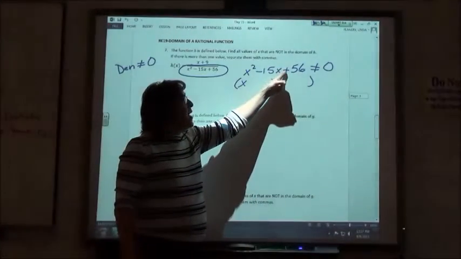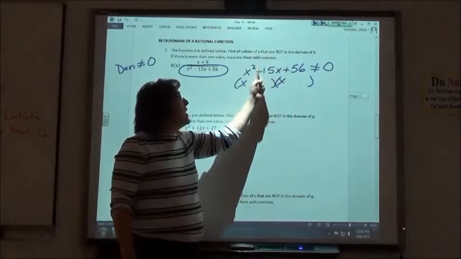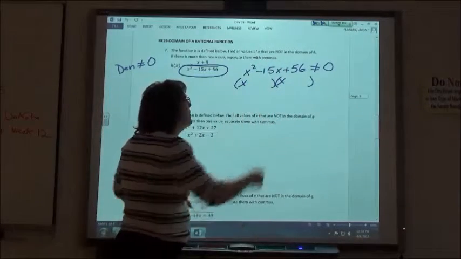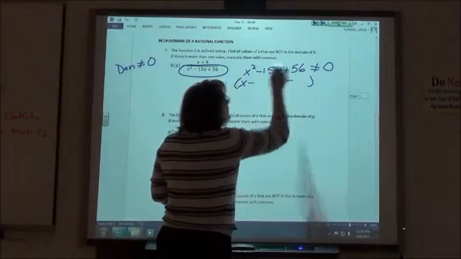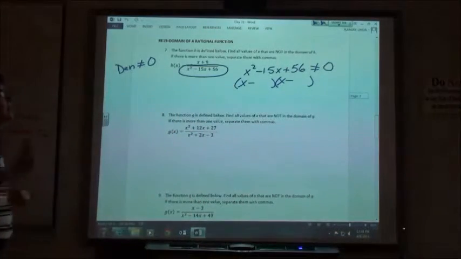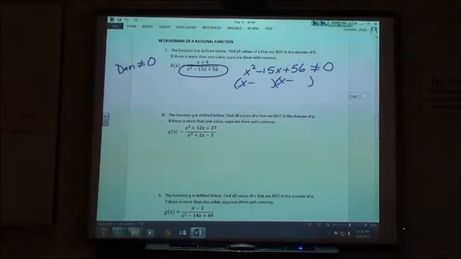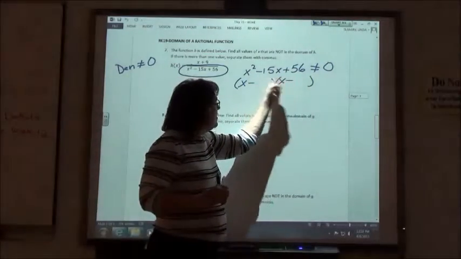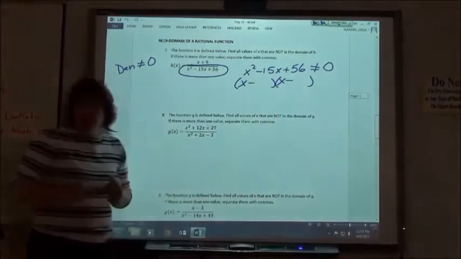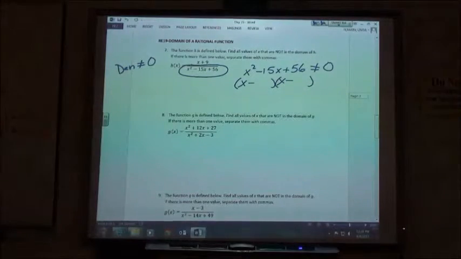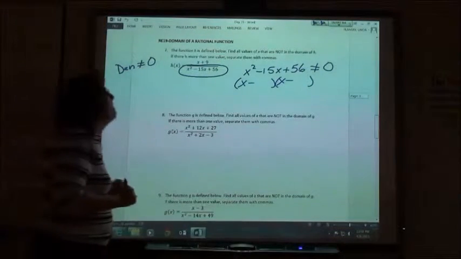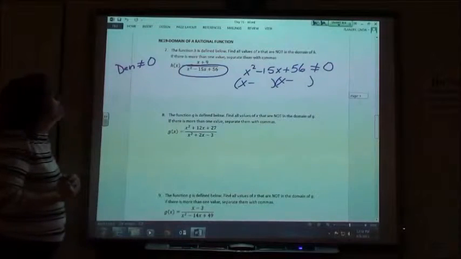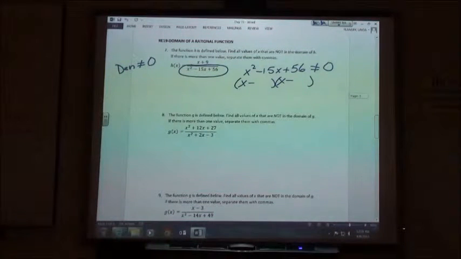If the end is positive, both signs are the same as the middle, so in this case they're both going to be negative. A negative times a negative still gives me a positive on the end, but adds up to the middle. Then we want the factors of the end number that when we plug them in, they add up to the middle number. So what times what gives me 56? 2 and 28. Now does 2 and 28 add up to 15?